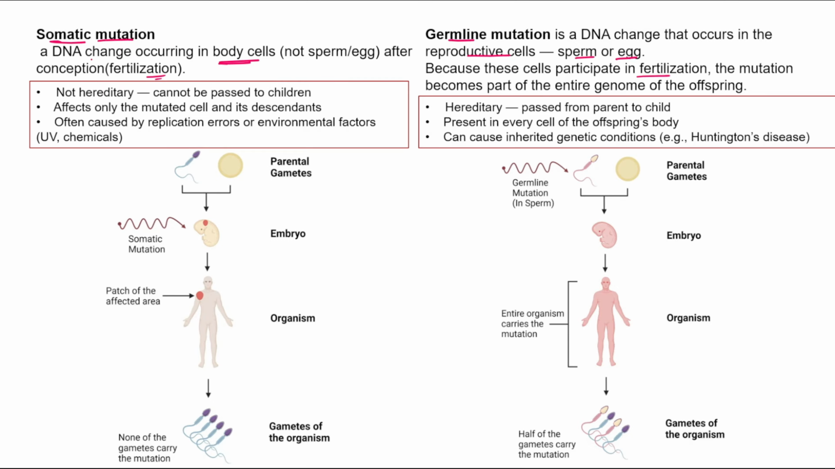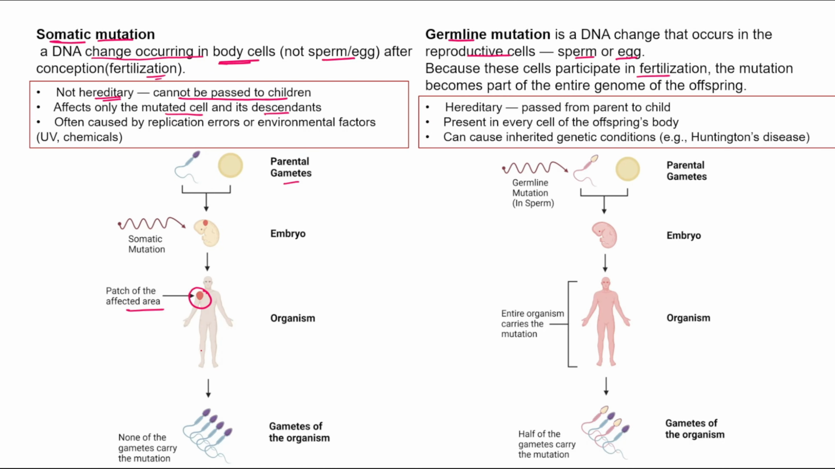In somatic mutation, the DNA change occurs in a body cell, not in sperm or egg, and it cannot be passed to children, that is, it is non-hereditary, and affects only the mutated cell and its descendants. And this is the parent gamete, embryo, organism. Here is the patch of the affected area, and this is the body cell.